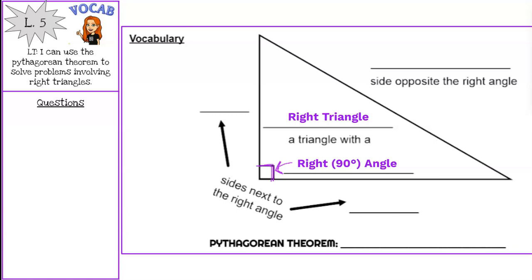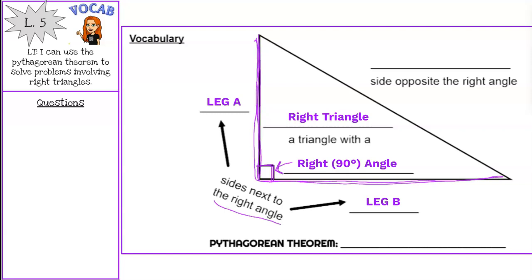The sides we call leg A and leg B. They are interchangeable, and those are the sides that are next to the right angle, or that touch the right angle. So you can see the two sides make up that square in the corner.